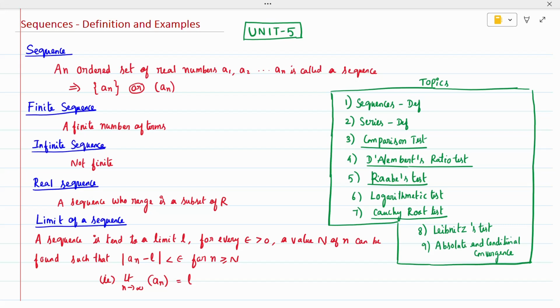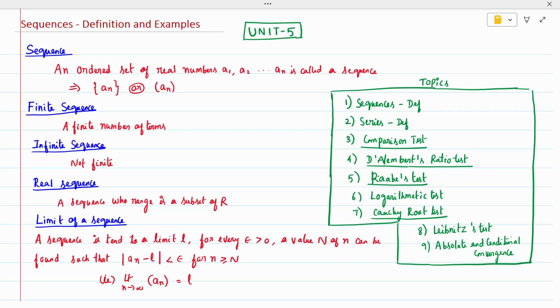Hi all, today's topic is sequence and series, unit 5. These are the topics to be covered in unit 5: sequences, series and comparison test, D'Alembert ratio test, Raabe's test, logarithmic test, Cauchy root test, Leibniz test, and absolute and conditional convergence. These are the topics in my video. You can check in my playlist.